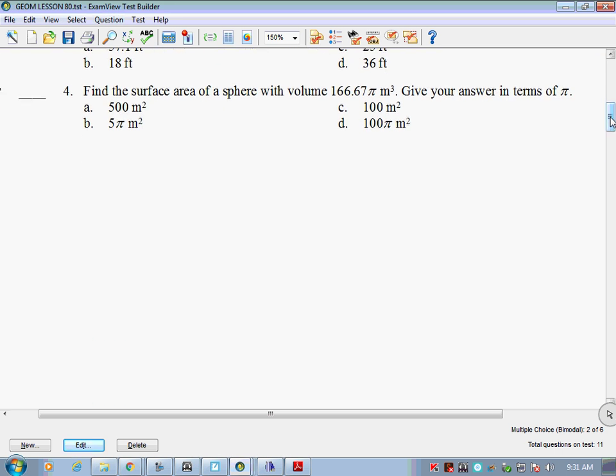Find the surface area of a sphere with a volume of 166.67 pi meters cubed. This is a lot like number 3, except it might even be a touch more difficult because I still need to solve for what here? How do I find surface area? What's the formula for surface area of a sphere? 4 pi r squared. So I really only need one thing in order to solve for surface area, right? I need to have the radius. Do I know what the radius of the sphere is? No. But because of what we did with question number 3, do I know how to find the radius?